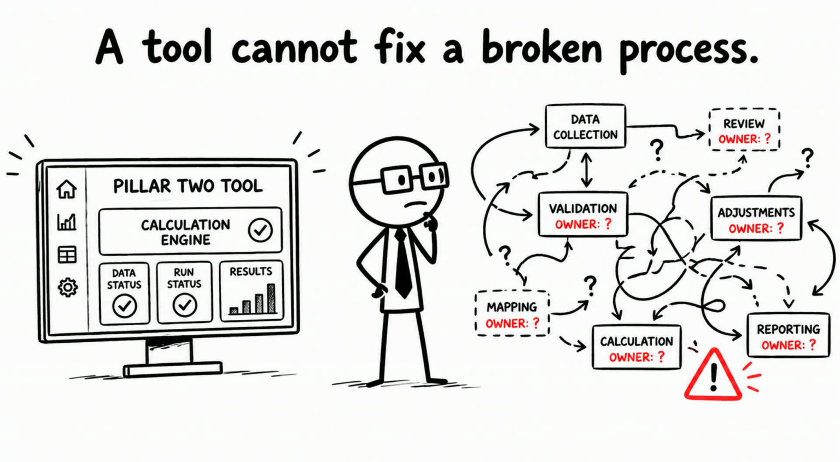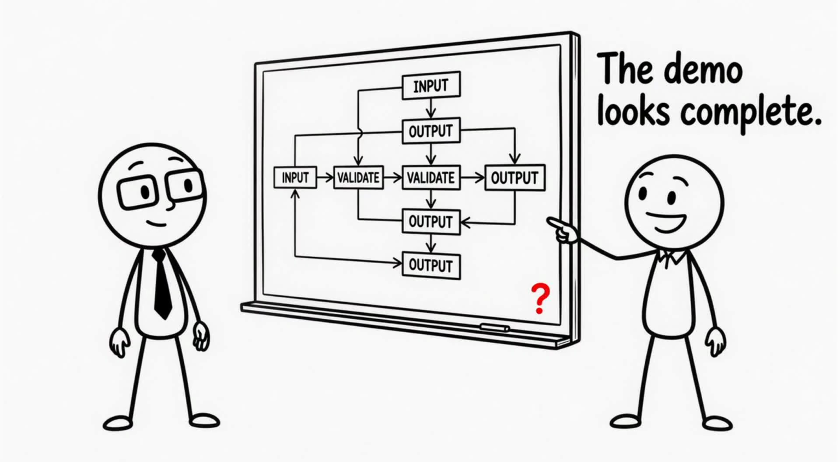A Pillar 2 tool can calculate. It cannot clean up a broken process. That is easy to forget during a product demo.